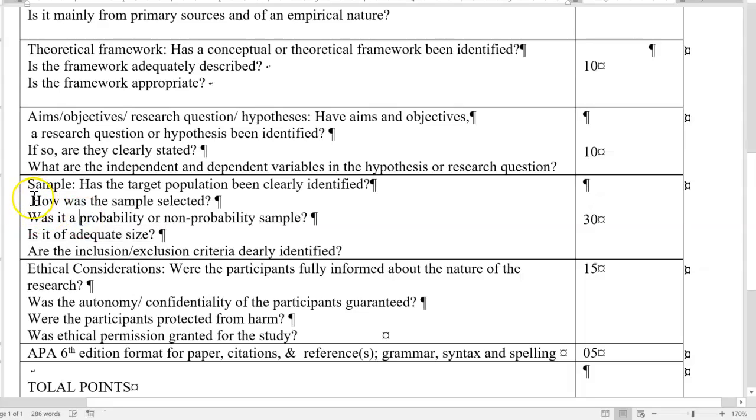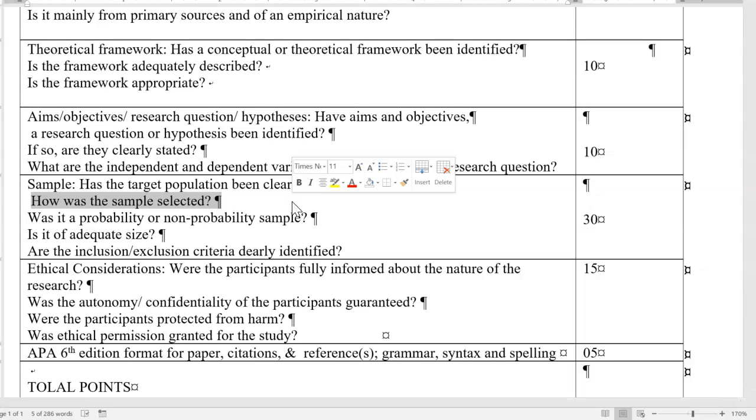So how was the sample selected? Well, we selected the people who were eligible, and we took 251 of everyone who came through, the next number of patients who came through. So the next consecutive patients. Was it probability or non-probability? That is clearly non-probability. Is it of adequate size? They did not address that in this article.